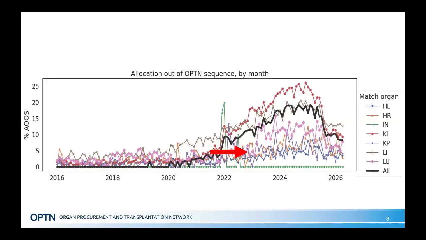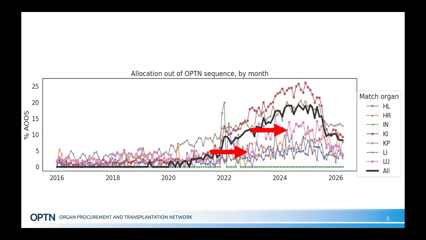Now, this increase in AOOS is primarily driven by kidney and liver allocation. You see the top two lines here, sort of a brown and army green color, that are above the black line. But you can also see, where the red arrow is, the purple line is the US lung community. And you can see prior to the implementation of CAS, it was relatively stable around 4%. And then after CAS, it increases to about 10 to 12%.